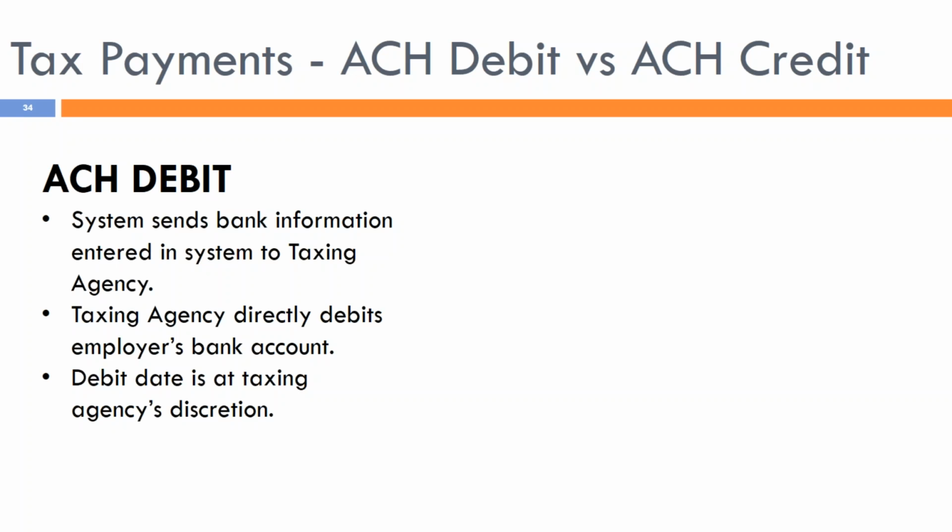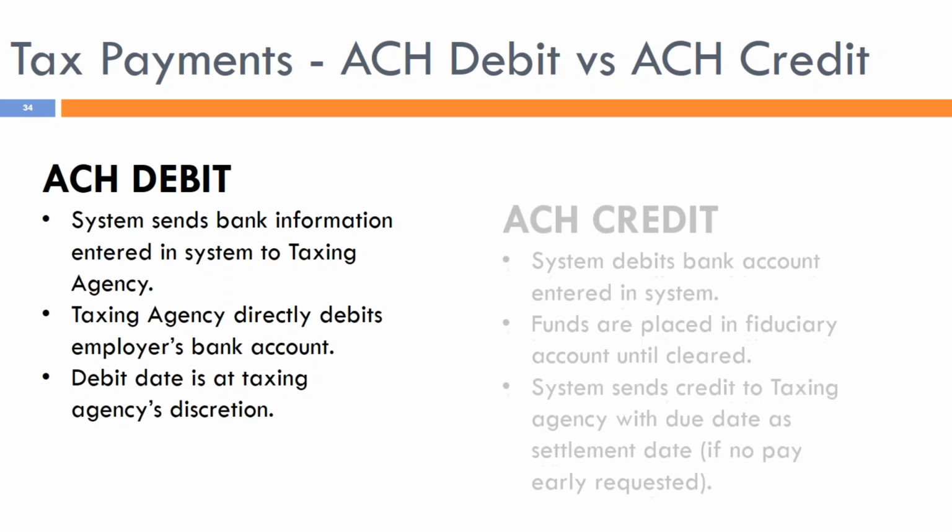If it's ACH credit, which most of our payments are, then the system will debit the bank account entered in the system. The funds are placed in a fiduciary account until cleared. Then the system sends the credit to the taxing agency with due date as settlement date, if no pay early has been requested. Obviously, if pay early has been requested, the settlement date changes.